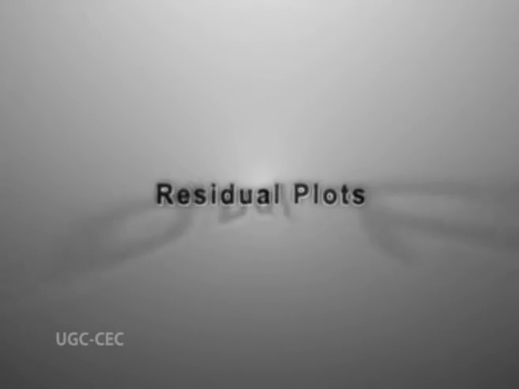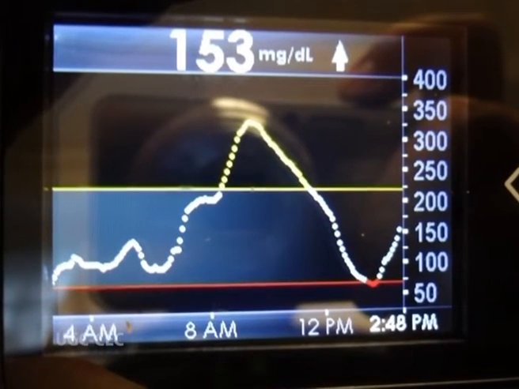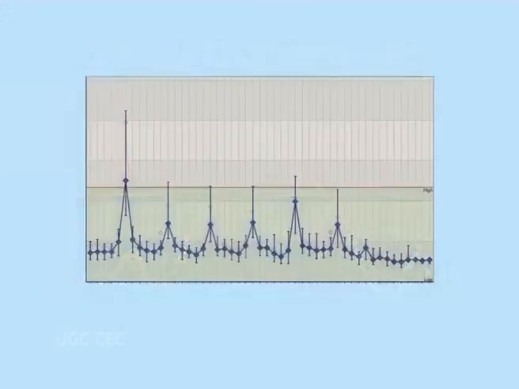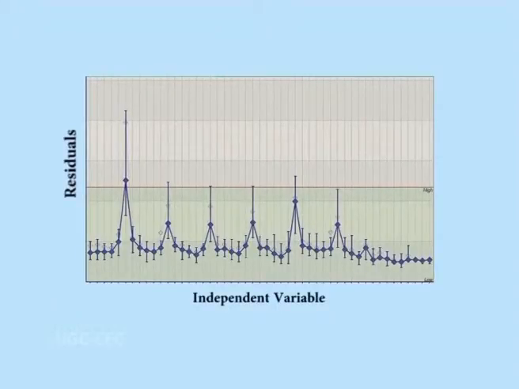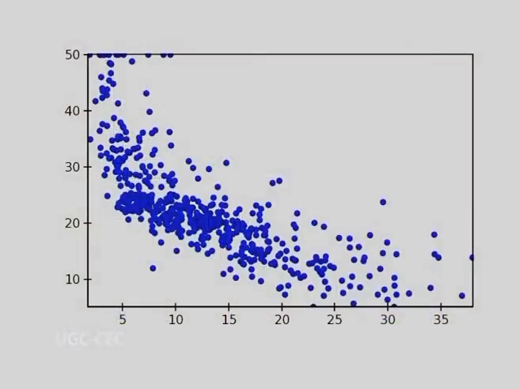Residual plots. The residual plot is a graph which is used to check if the assumptions made in a regression analysis are correct. It is a graph plotted between the residuals for a particular regression model and the independent variable. Different types of residual plots can be used to check the validity of these assumptions and provide information on how to improve the model.